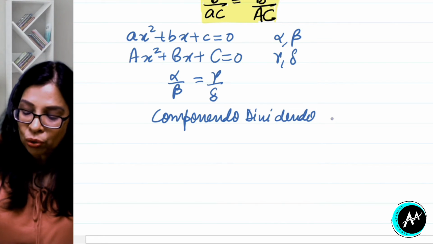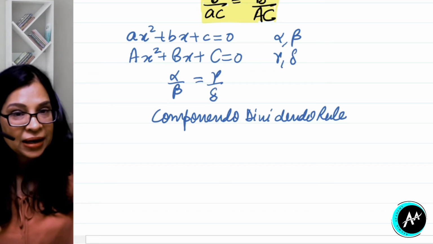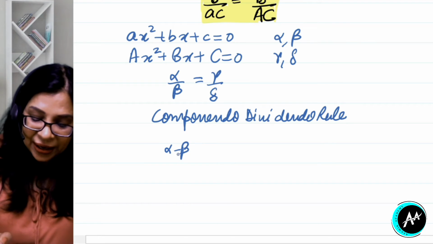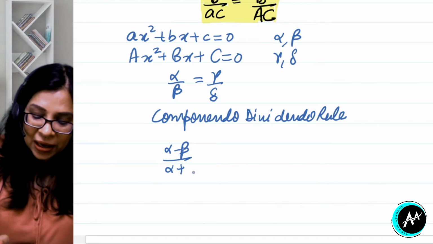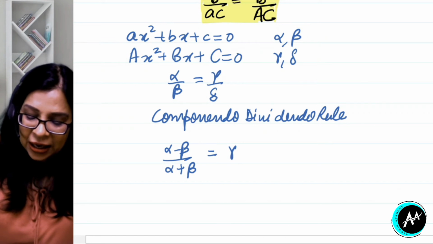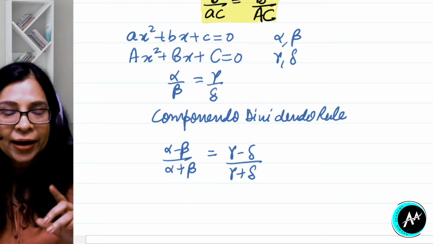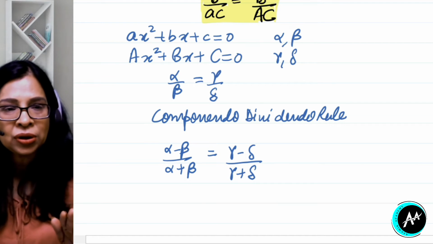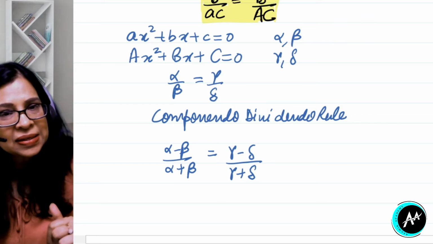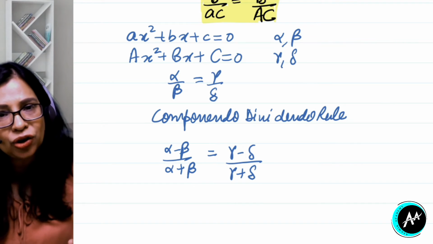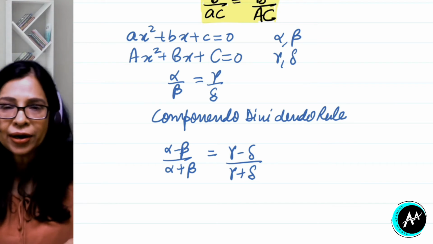Now what is that rule? That if alpha upon beta is gamma upon delta, then I have alpha minus beta upon alpha plus beta will be equal to gamma minus delta upon gamma plus delta. Either you take minus sign in numerator on left side, right side both, and in the denominator we take plus sign, or you can do the reciprocal also. That means we can take plus sign in the numerator and minus in the denominator.